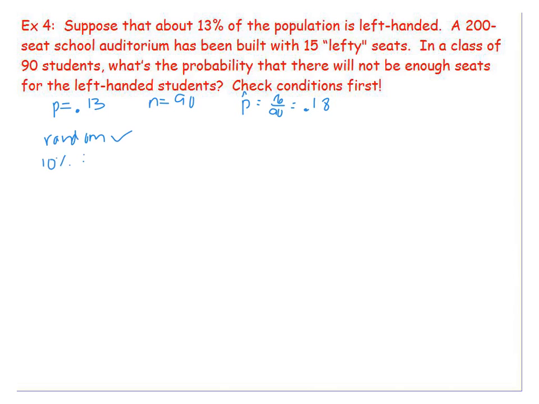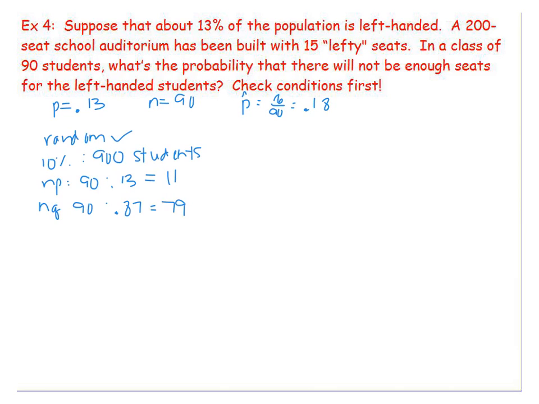10%. Our sample only had 90 people. Is there at least 900 students at a school? Yeah, I would say that's safe to assume as well. np and nq. So 90 times 0.13, and 90 times, if you do 100 take away 13, I get 87. So 90 times 0.13, I get 11 students. And 90 times 0.87, I get 79. And so they're both over 10, but just barely.